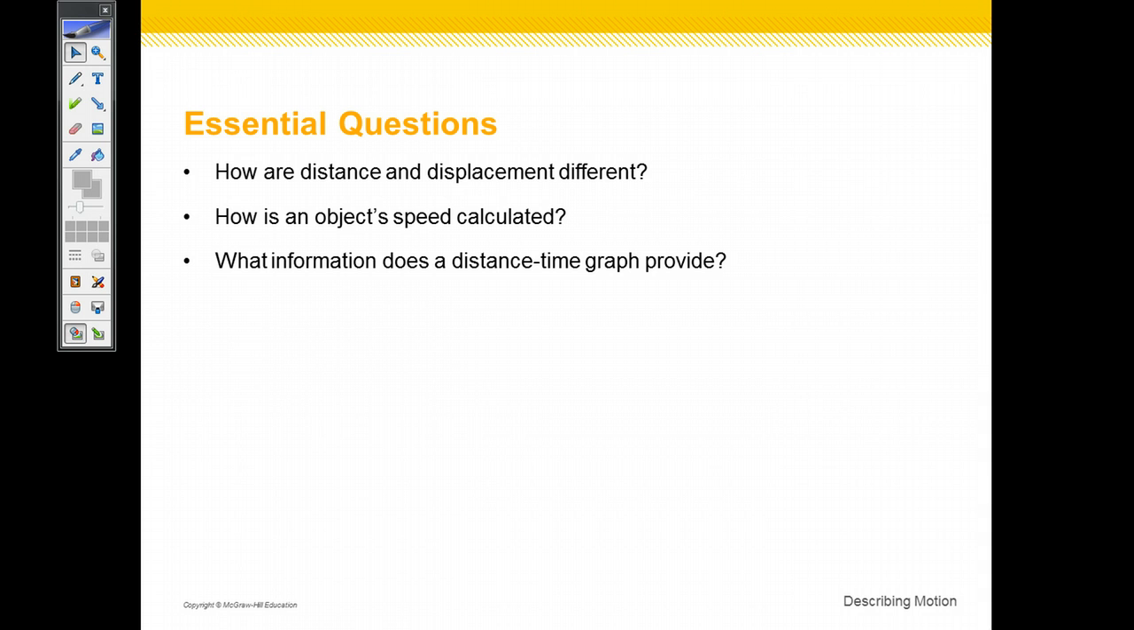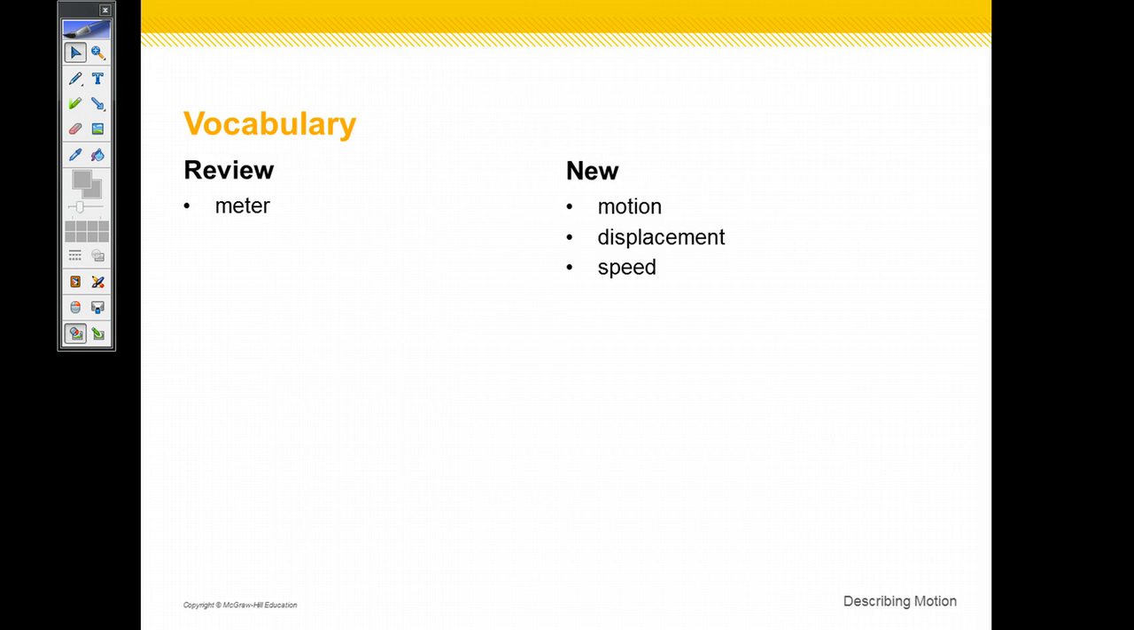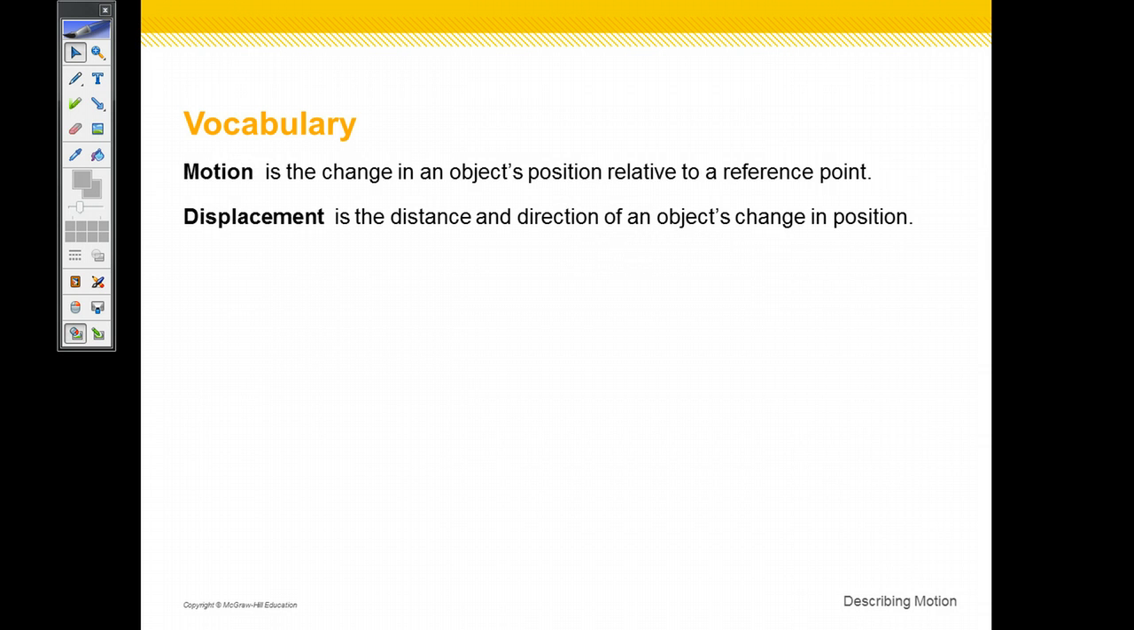Essential questions for this section: how are distance and displacement different? How is an object's speed calculated? And what information does a distance time graph provide? There is old vocab and new vocab we need for this section, and there are two of the definitions. The third one will be coming up later.